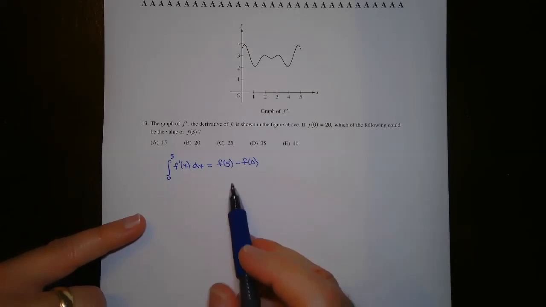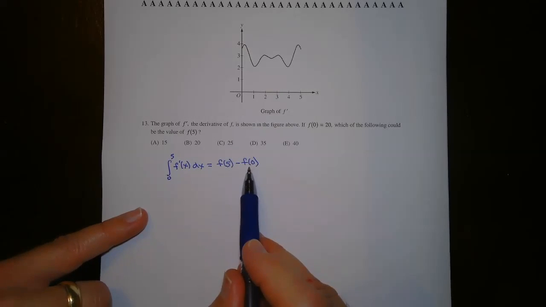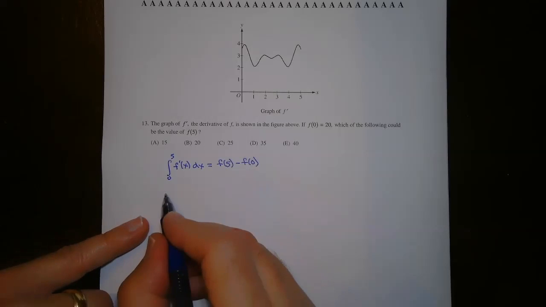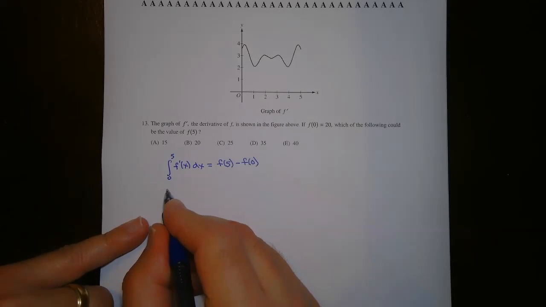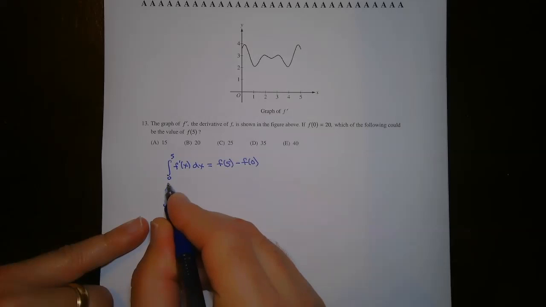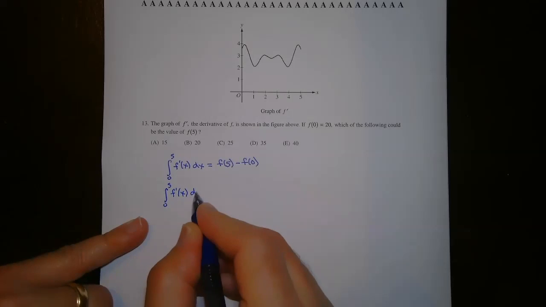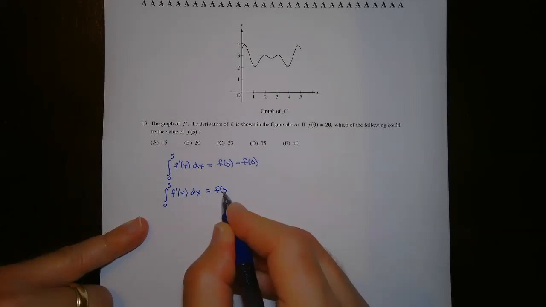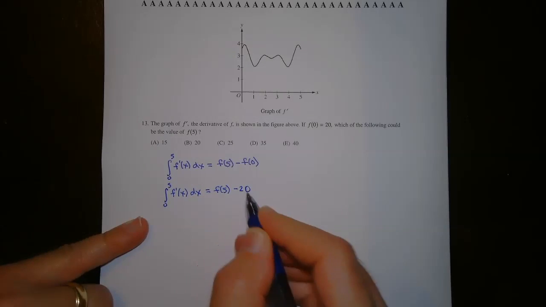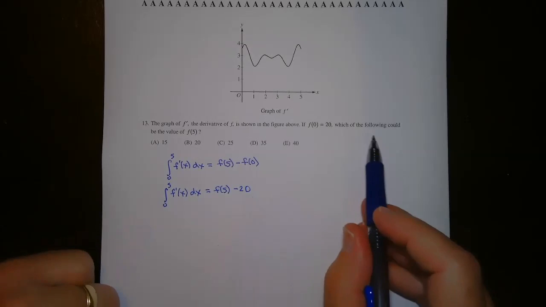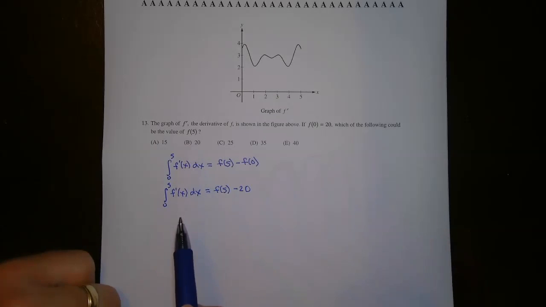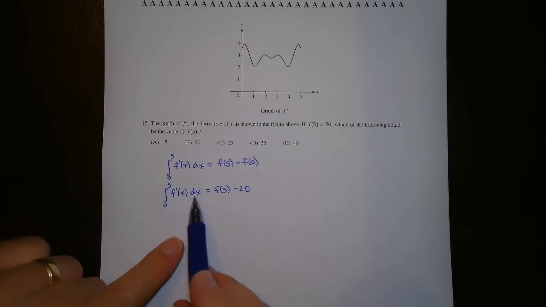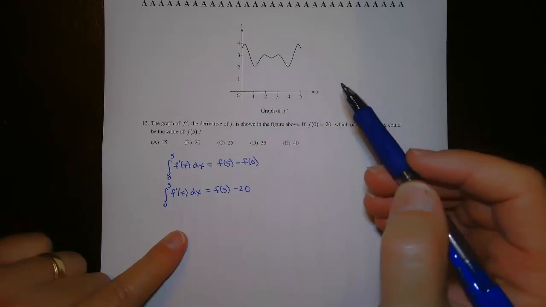Now, we know that f of 0, this one's 20. So the integral from 0 to 5 of f prime of x dx would have to equal f of 5 minus 20. All right, and they're asking you which of the following could be the value, right? Okay, so how are we going to get this integral? We don't have the function to actually integrate, right?